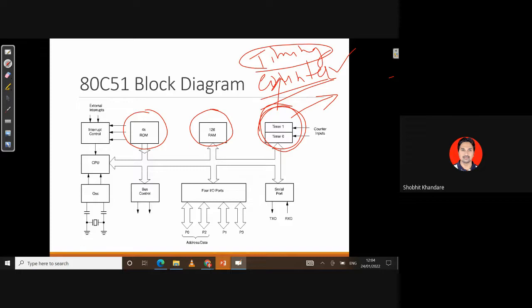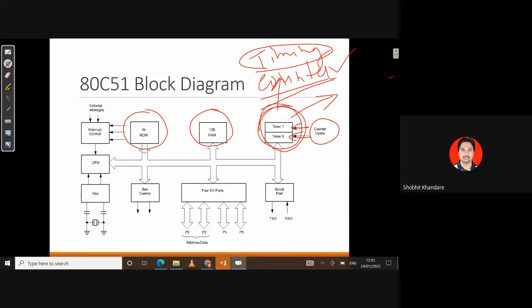ओके, तो 8051 के पास टाइमर कितने हैं? दो. उनके नाम क्या है? टाइमर 0, टाइमर 1. ओके, और ये जो एरो दिखा रहा है, this is from the external world. अगर हम बाहर से कुछ इवेंट को काउंट करना है, so counter input is given to the timer. ओके, तो ये तीन ब्लॉक हो गए.